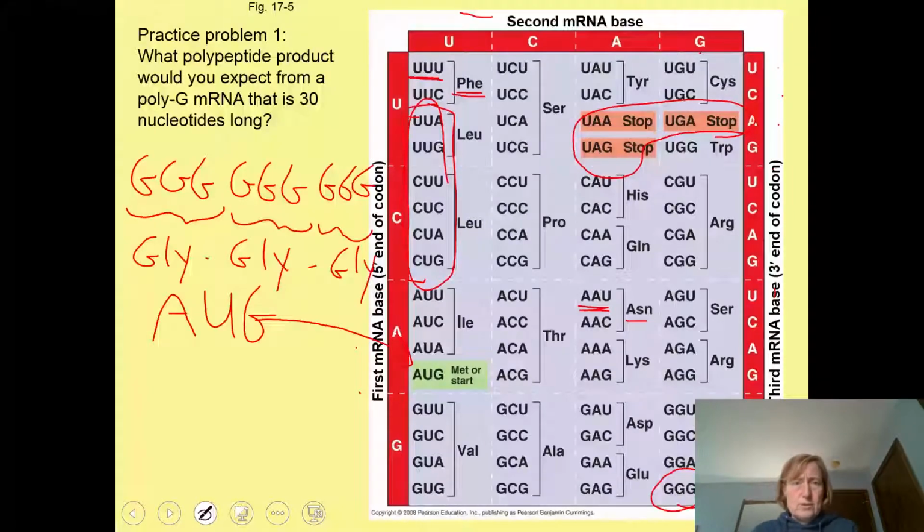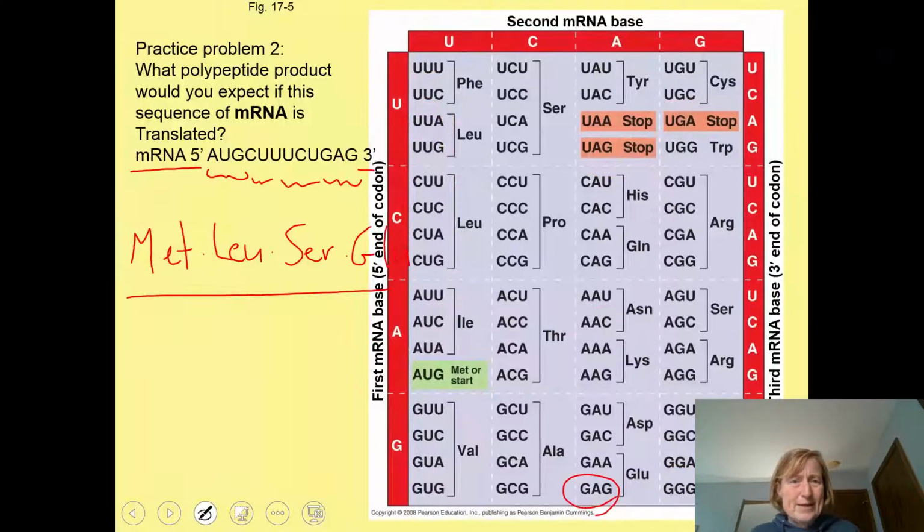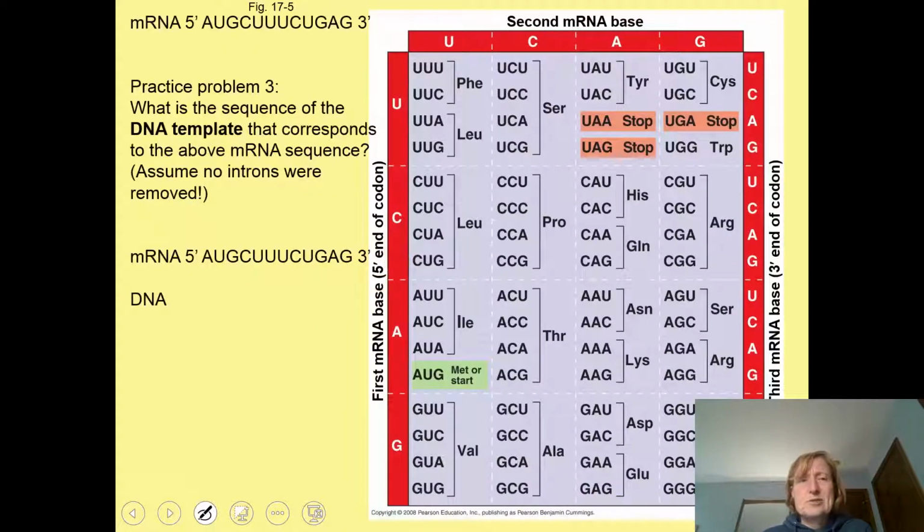I can barely read my last amino acid there, but it's there. That's all we have to do. Make sure when you're using the start codon to report that that's methionine. That is methionine. Don't just write start. It's methionine. Okay. Let's do practice problem number 3.